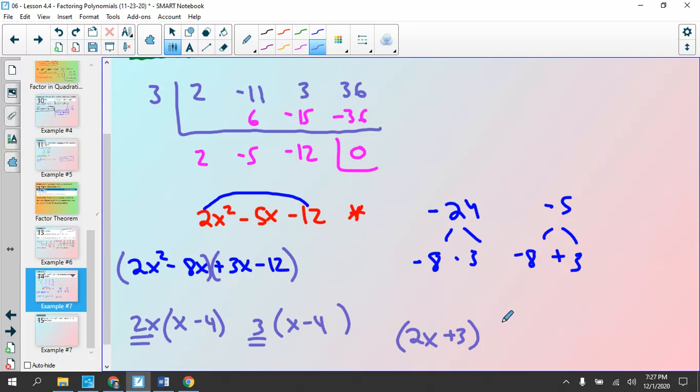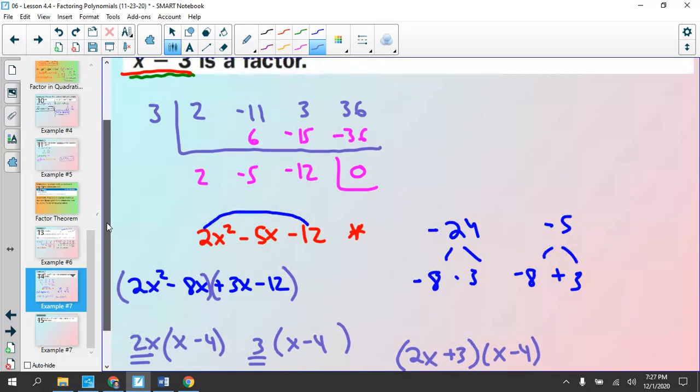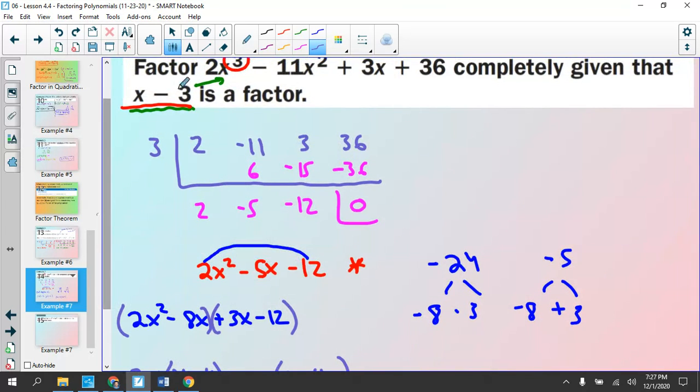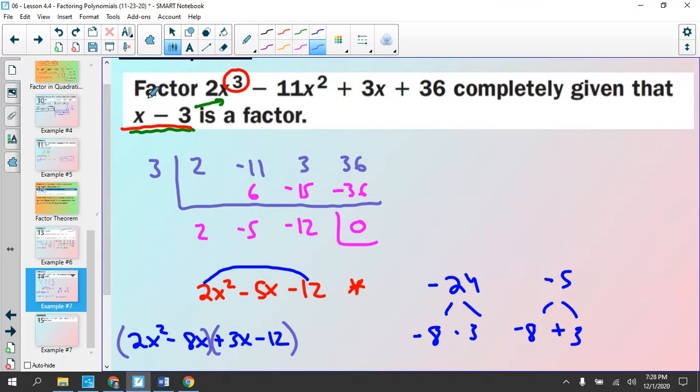We just use one of these, x minus 4. And I know it's easy to forget. And if you got here, I'd say, yeah, you did a really good job, and I'd probably give you full credit. This was one of the factors of this original one. So, what were the directions originally? Factor this. Okay, break it into its factors, given that this was one of the factors.